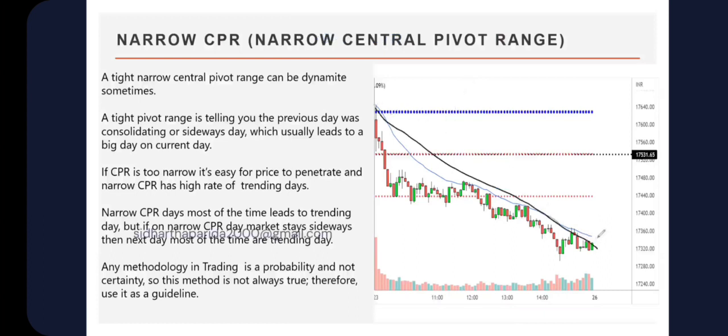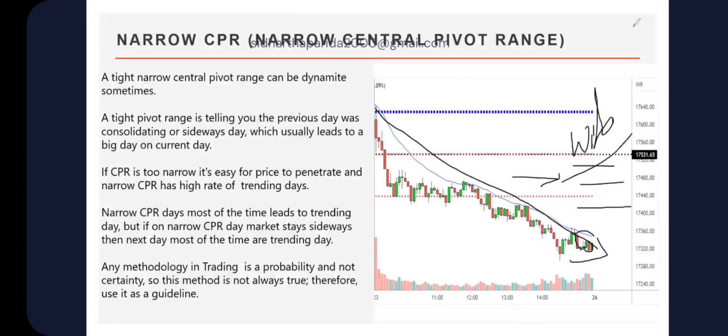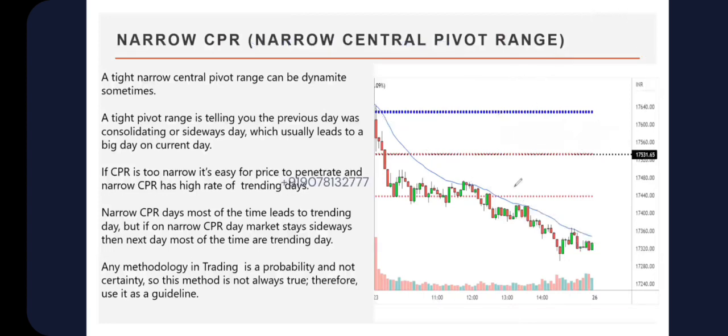And what about the trending day? Trending day leads to wide CPR. You don't have to wait for the next day CPR. Even before the market opens, you already know that the next day you are going to have a wide CPR. So these are some of the advantages of understanding the CPR. Before market opening only, you know that tomorrow is going to be a sideways day.